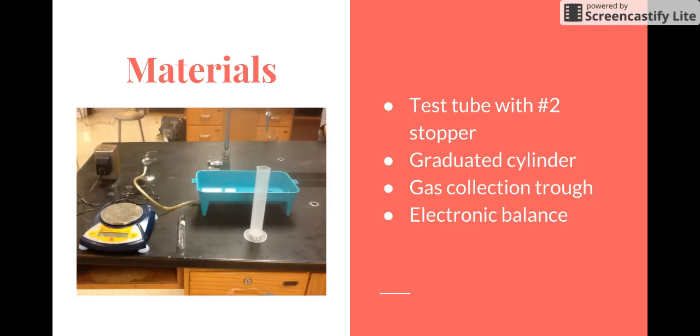Materials and things that you're going to need today: you'll need a test tube with a number 2 stopper. Make sure that the stopper does not have a hole in it. If it does have a hole, we'll need to close that up with tape or something else. You'll need a graduated cylinder, the electronic balance, and then a gas collection trough, which I'll show you where those are at and how we're going to use those.